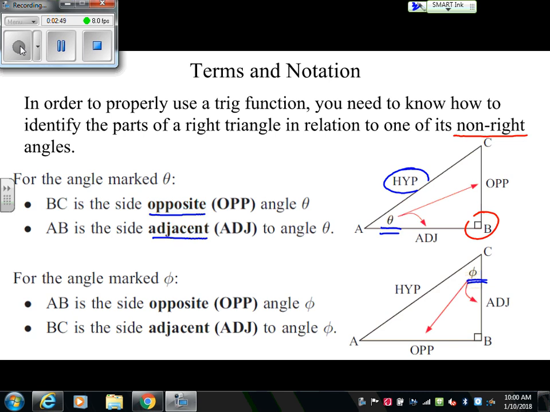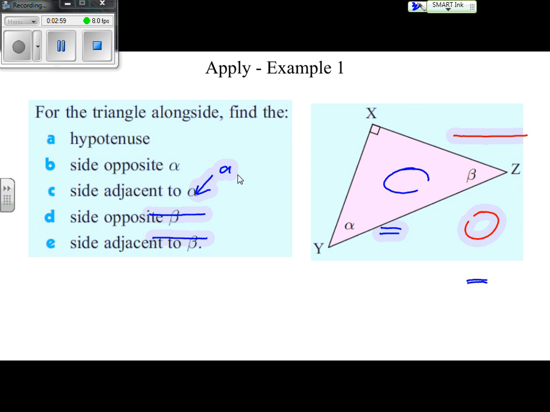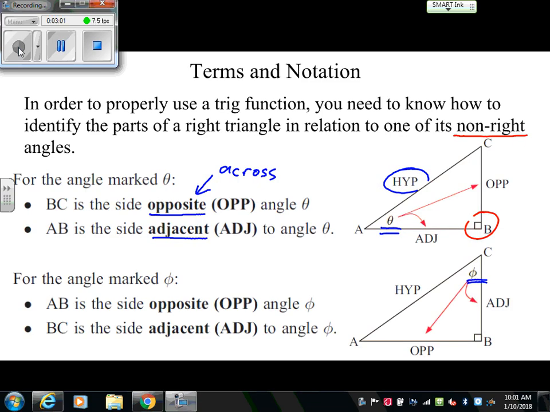So what do we mean by opposite and adjacent? Well, as we've probably seen in a geometry class before, opposite is across from. So opposite means across. And adjacent means next to.